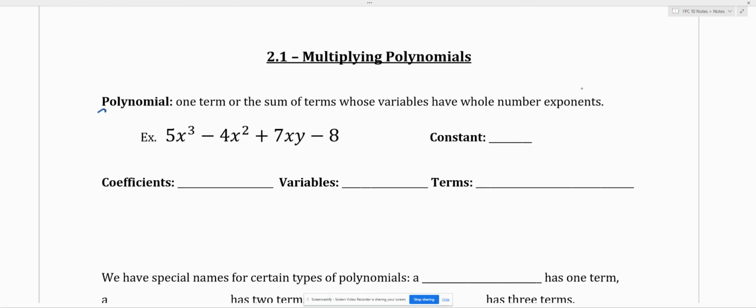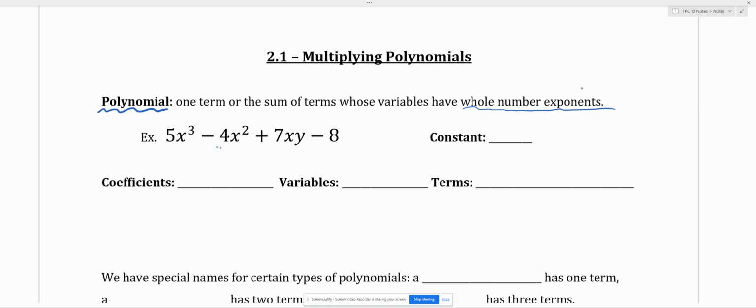All right. What is a polynomial? So a polynomial looks something like this. We have 5x cubed minus 4x squared plus 7xy minus 8. Basically, we have 4 terms here, and they're separated by addition or subtraction. So one term, or the sum of terms whose variables have whole number exponents, okay? So no fractional exponents like we saw in the last unit.